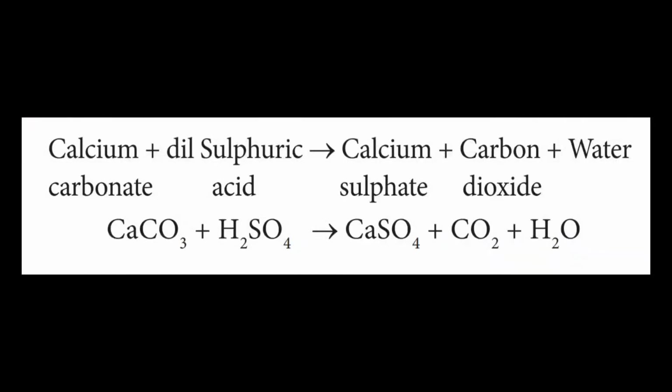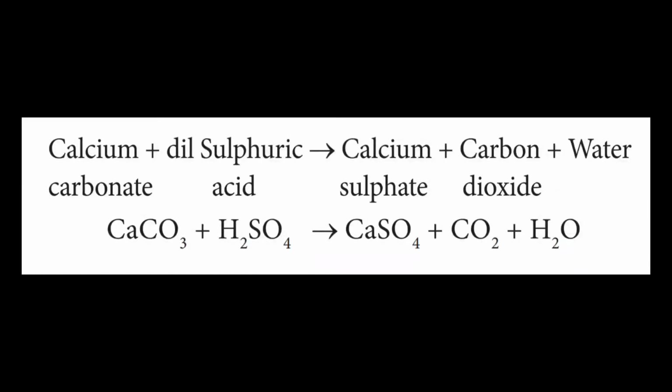Reaction with metal carbonates and bicarbonates. When carbonates and bicarbonates come into contact with dilute acid, carbon dioxide is given out along with water. For example, limestone, that is calcium carbonate, reacts with dilute sulphuric acid to form calcium sulfate, carbon dioxide and water.